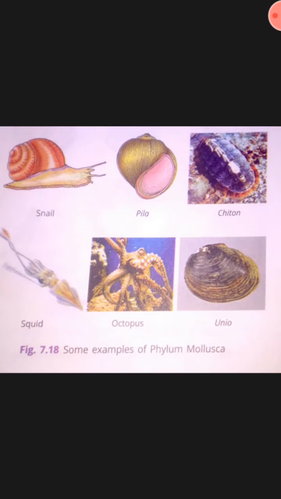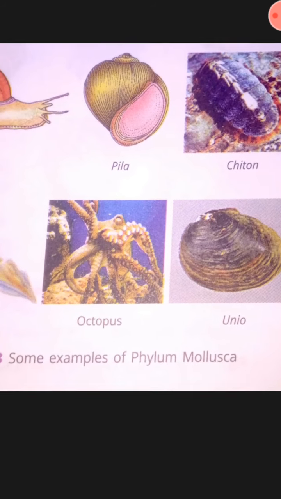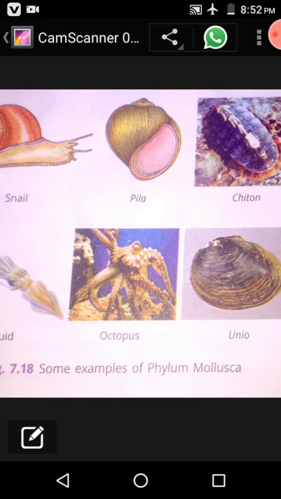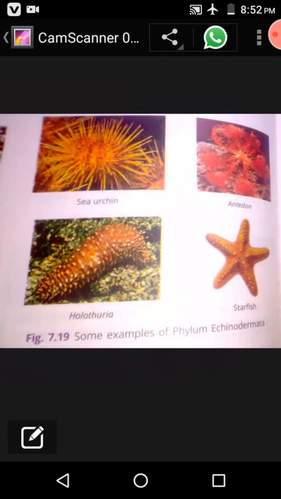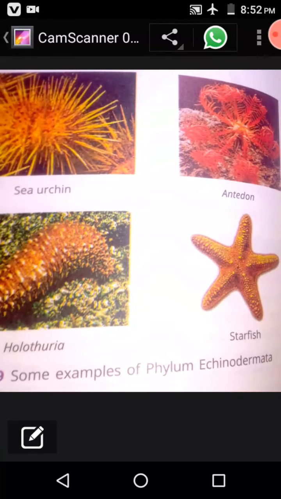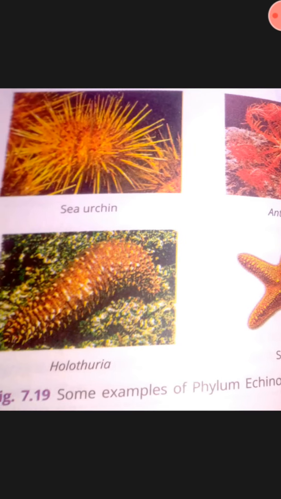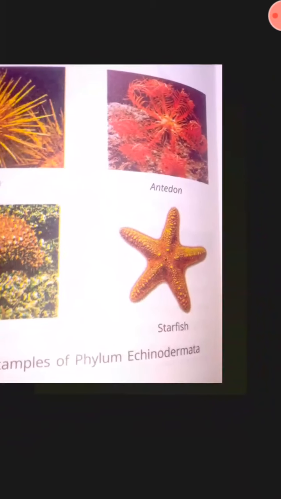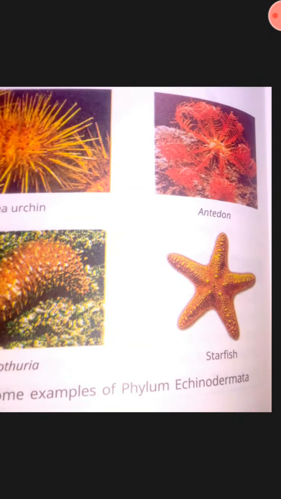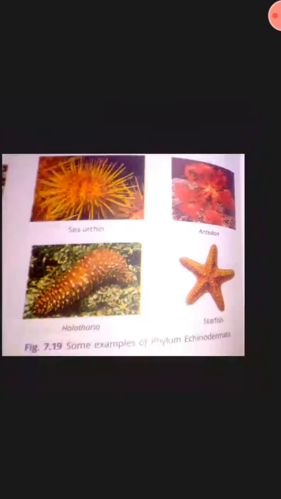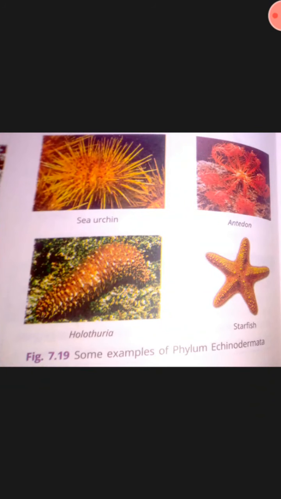Mollusk examples: all these are examples of phylum Mollusca. Then octopus, which has 8 arms. Then this one is Echinodermata. Examples: sea urchin, Holothuria, which is also known as sea cucumber, then starfish. All these are examples of phylum Echinodermata. Mainly they are sea creatures, living in marine water, not in fresh water.